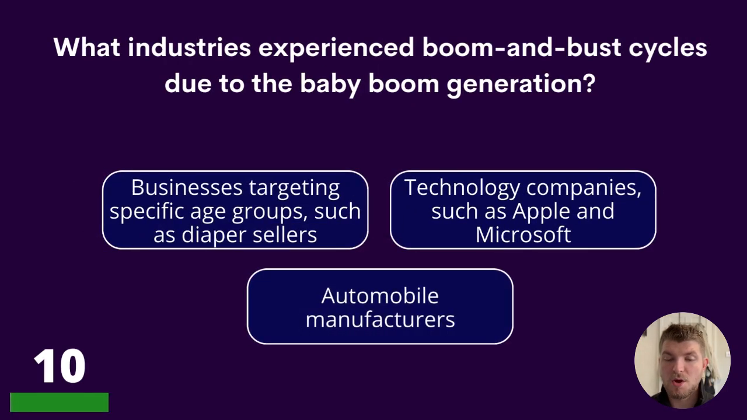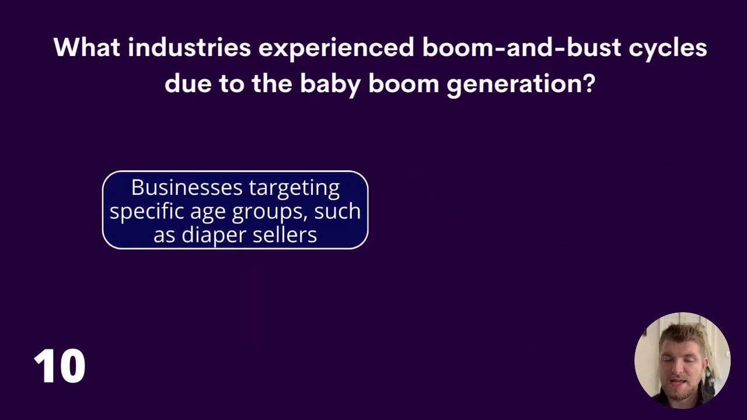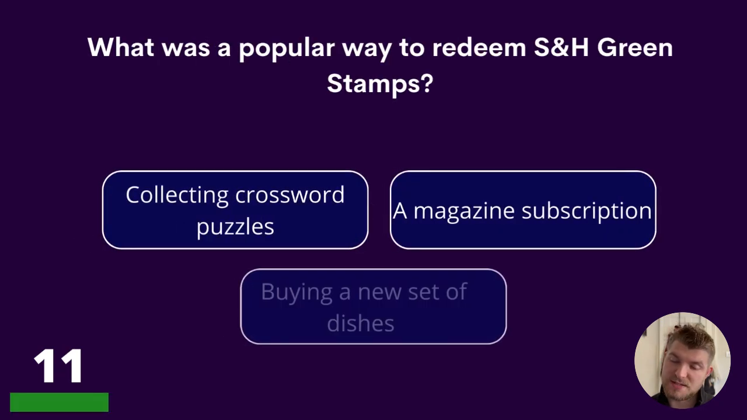Question 10. What industries experienced boom and bust cycles due to the baby boom generation? Businesses targeting specific age groups such as diaper sellers, technology companies such as Apple and Microsoft, or automobile manufacturers? The answer is businesses targeting specific age groups such as diaper sellers.